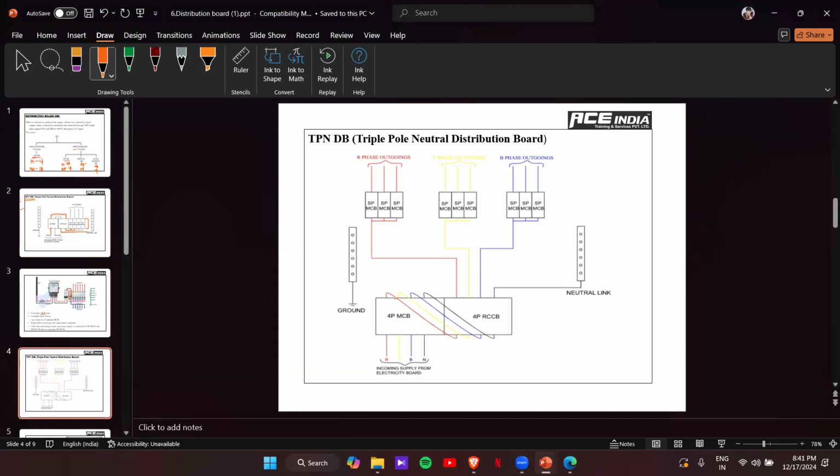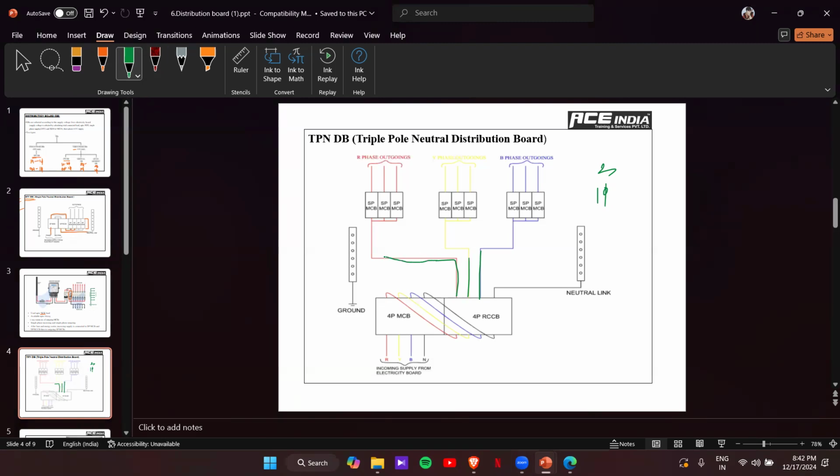From the four-pole MCB, it will go to a four-pole RCCB. From here, the outgoings will be single phase. As you can see, this is the R phase outgoing, Y phase outgoing, and B phase outgoing. R phase will be separate, Y phase will be separate, and B phase will be separate. That's what it's called: incoming is three phase and outgoing is single phase.